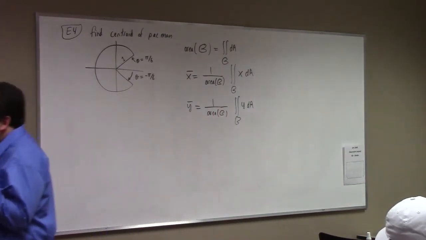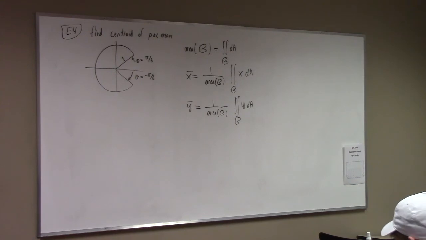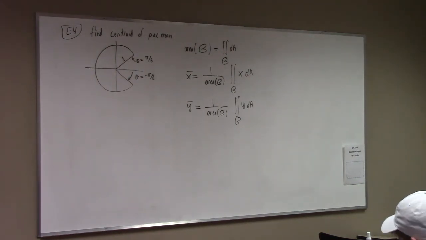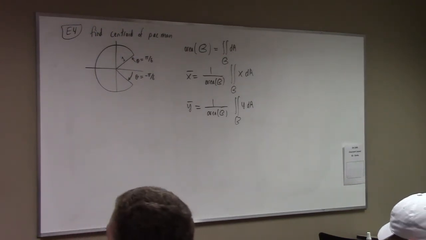It's the same thing I was doing over here for volumes, right? To calculate the centroid of a volume, we do the triple integral over x and divide by the volume. To calculate the average x for an area, we calculate the double integral over x and divide by the area. And likewise for y.